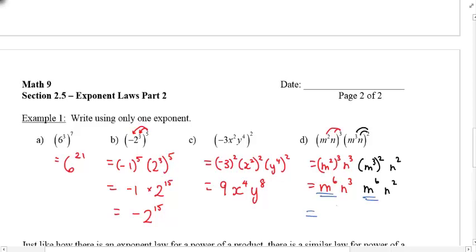This is multiplication. So now we have to do what with the exponents? 6 plus 6. Very good. Add them. Similarly with the n cubed and n squared, this is multiplication. 3 plus 2 then is just 5.